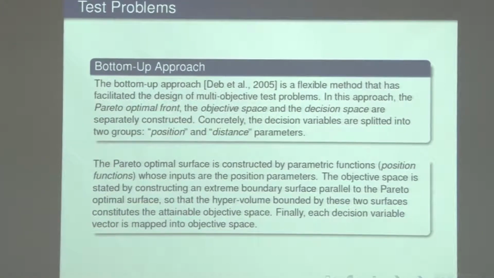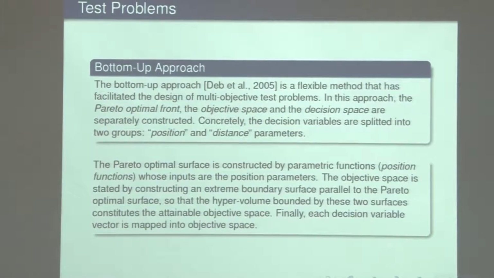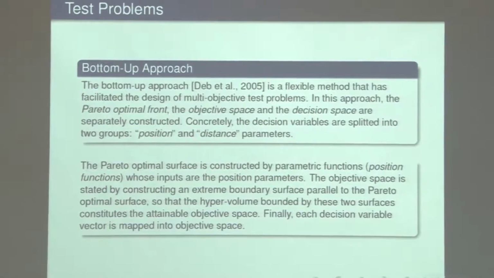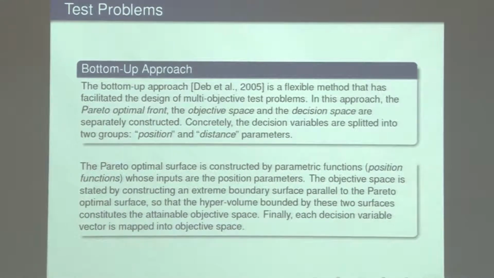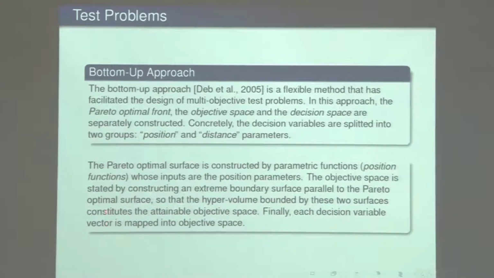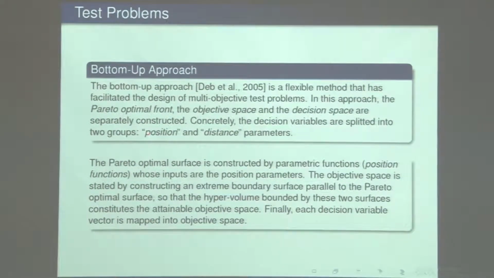So second approach, the bottom-up approach. This is what was used, for example, for the DTLZ set. In this case, this is more flexible, and the idea is that the Pareto optimal front, the objective space, and decision space are constructed separately. So we have the so-called position and distance parameters. So the decision variables are clearly divided.